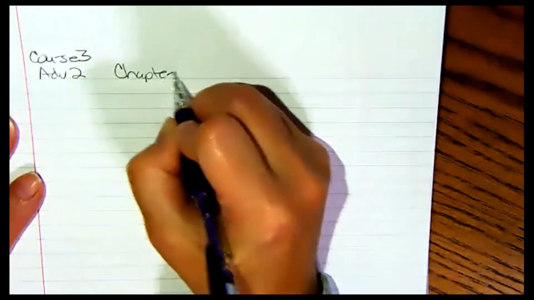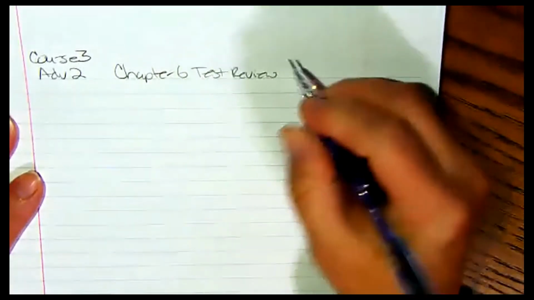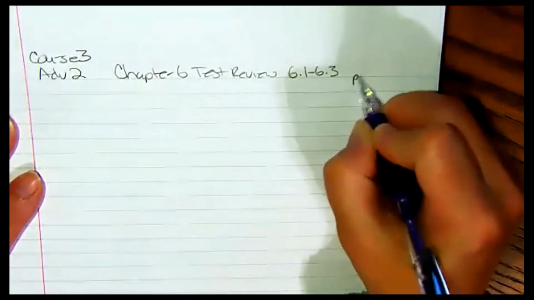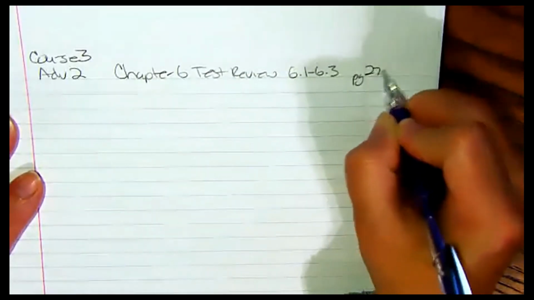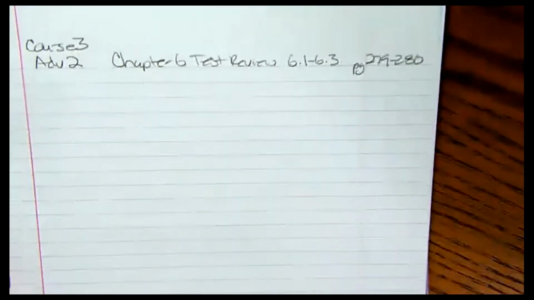Okay, if you are in 7 Excel, we are working from the Advanced 2 textbook. If you are in Math 8, we are working from the Course 3 textbook. We are doing the Chapter 6 test review, 6.1 to 6.3, and it can be found on pages 279 to 280. Okay. So let's take a look at 6.1.